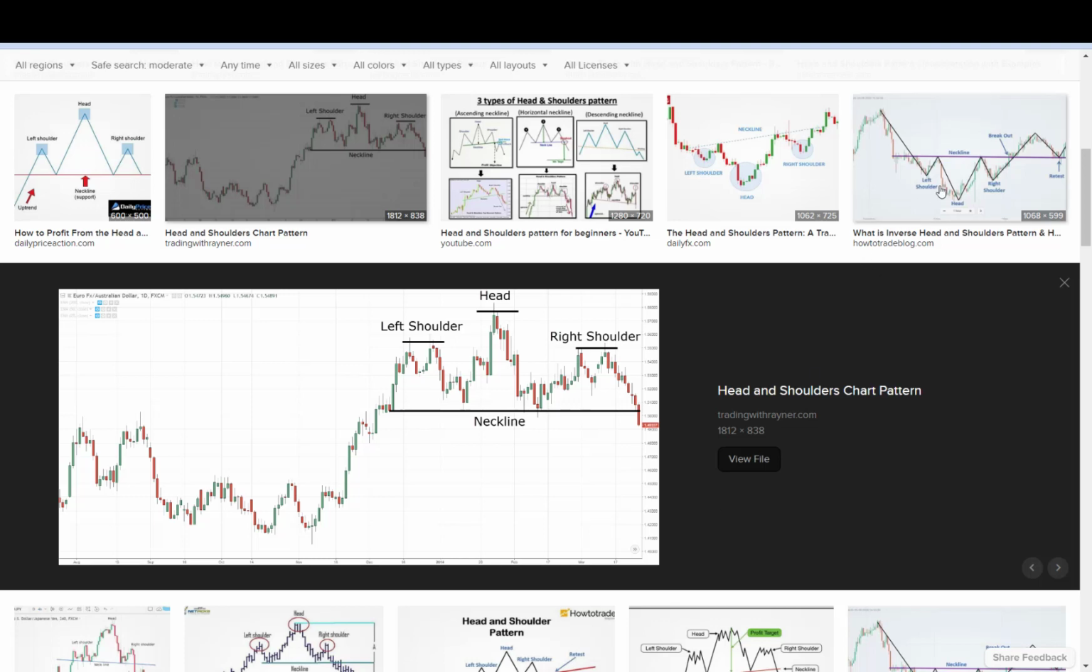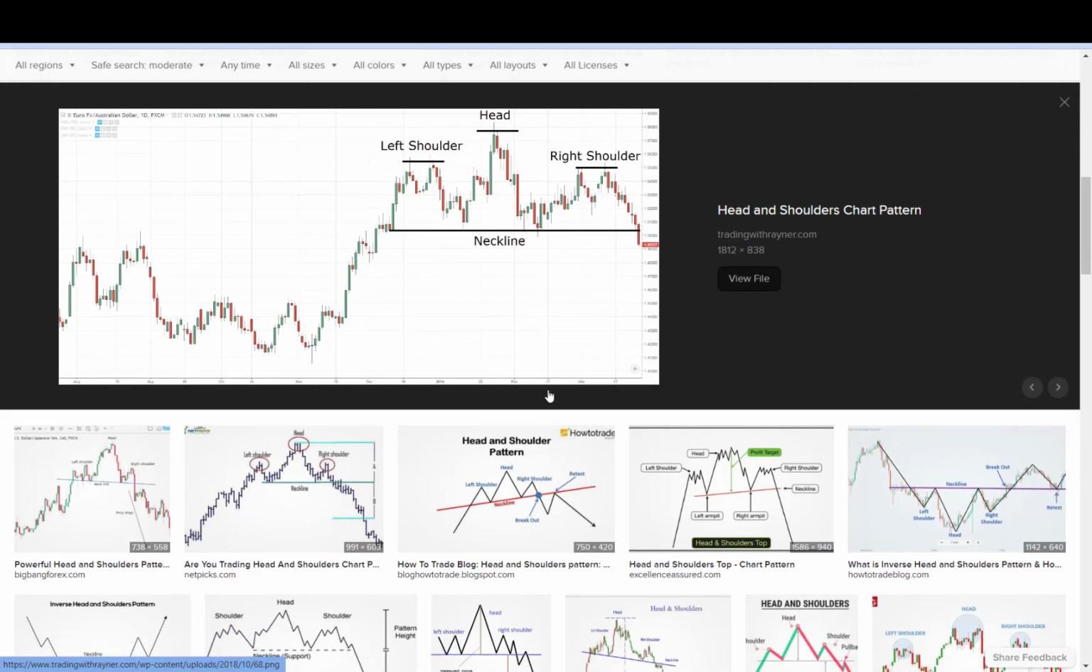Here's an example of the opposite of what I was explaining, an inverse head and shoulders. You can see after price breached all the way, it pushed up, then came to retrace to retest the neckline, then continued pushing up. So these are good examples.